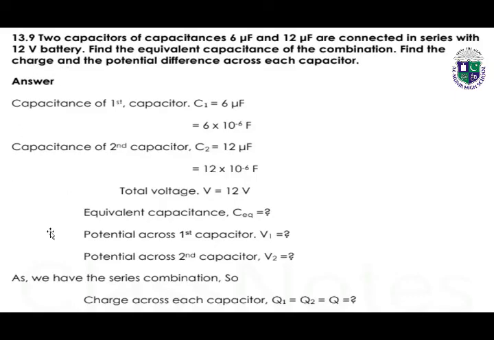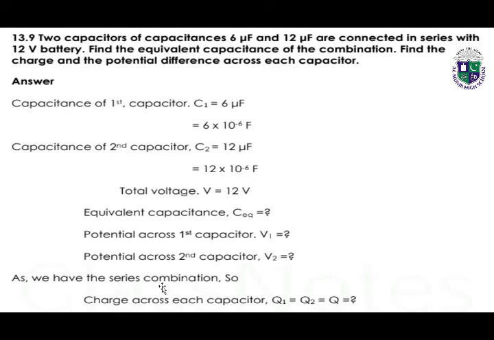13.9, in the statement, the capacitance of the first capacitor is given, which is 6 × 10^-6 F. Capacitance of the second capacitor is also given, which is 12 × 10^-6 F. Total voltage is given, which is 12 volts. We have to find the equivalent capacitance, the potential across the first capacitor and the potential across the second capacitor, these three values.